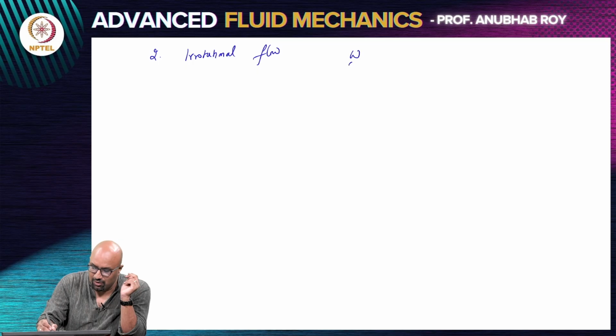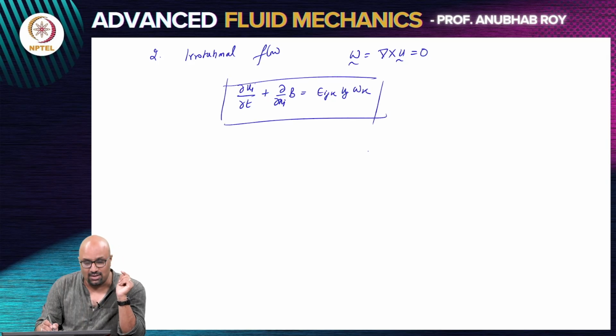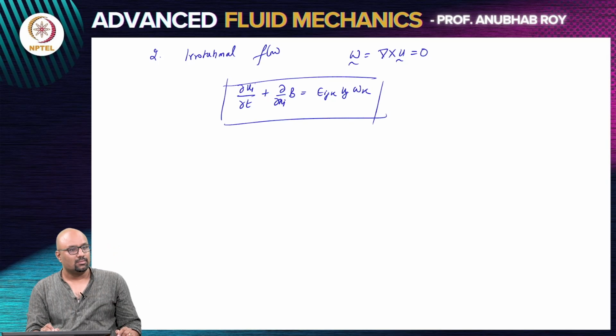An irrotational flow is where the velocity field has zero curl, or vorticity is 0. So, going back to our governing equation, ∂t of ui, I have not said anything about steadiness here. So, ∂t of ui plus ∂xi of b is equal to epsilon ijk uj omega k. This is nothing but Euler's equation. This is exactly a statement of Euler's equation.